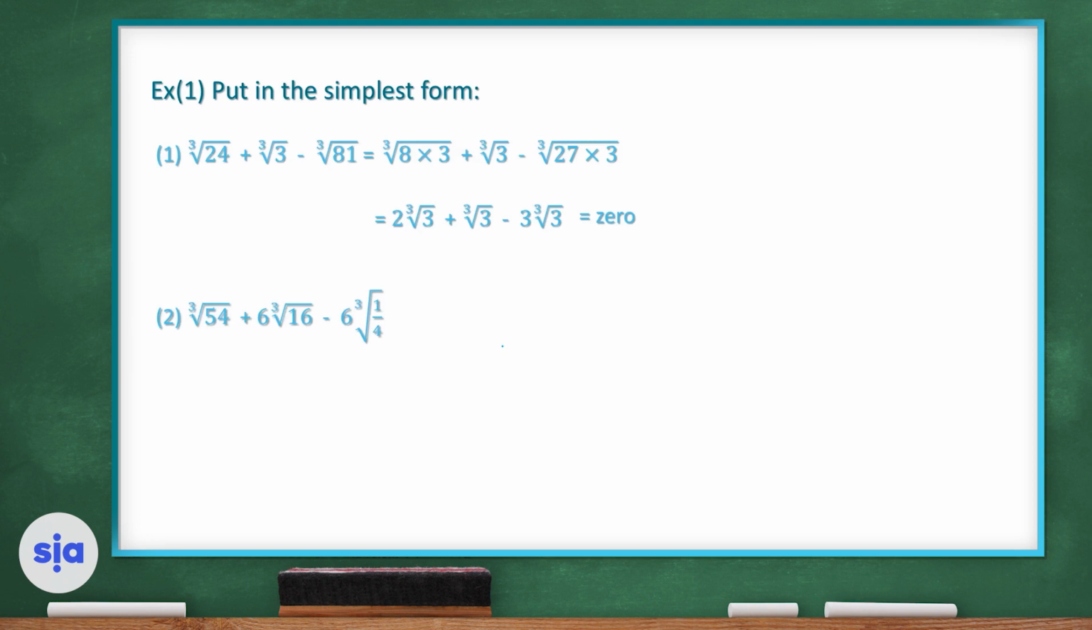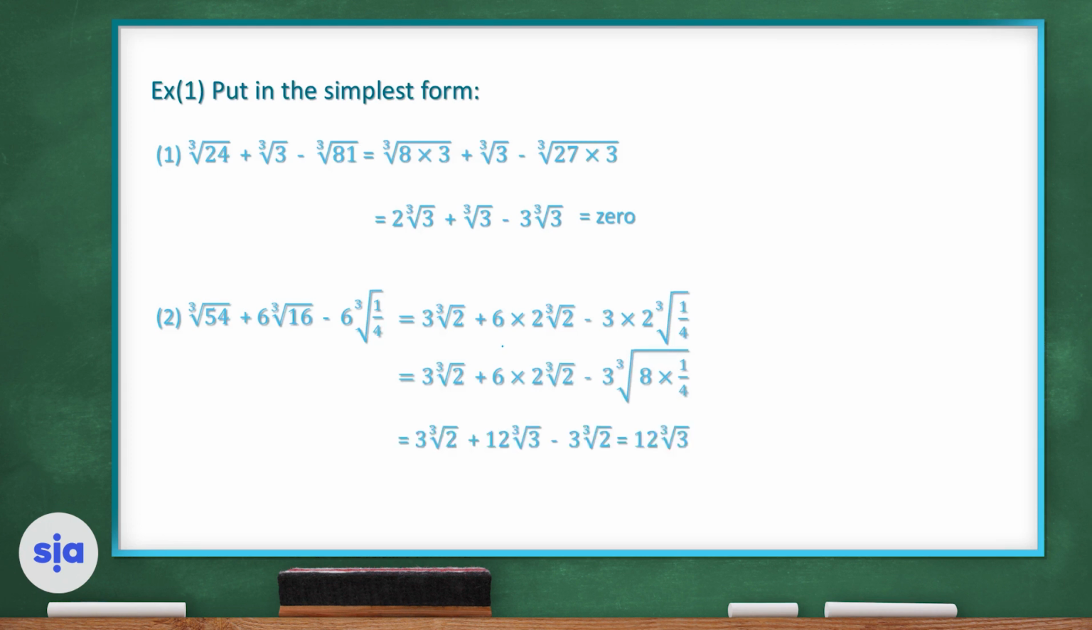Question 2, the cubic root of 54 plus 6 the cubic root of 16 minus 6 the cubic root of 1 over 4. Let's simplify: the cubic root of 54 is 3 cubic root of 2, plus 6 times cubic root of 16, which is 2 cubic root of 2, minus 6 times the cubic root of 1 over 4. So it will be 3 cubic root of 2. When you combine them all together, it is 12 cubic root of 3.